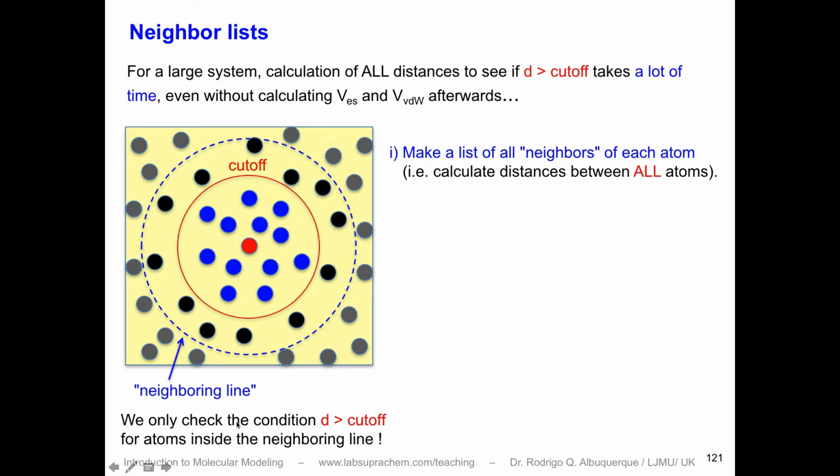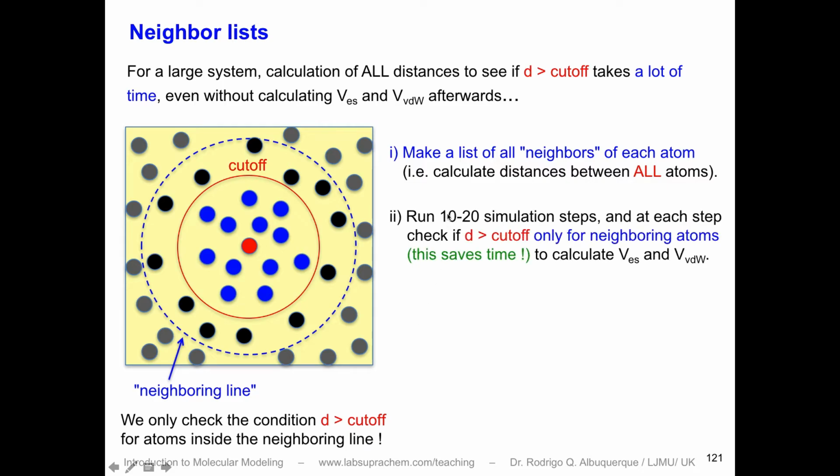But we only check the condition, whether the distance is larger than the cutoff, for atoms inside the neighboring list. So just the black ones which are inside this blue line, we need to check the distance to the central one. So that we can ignore the gray ones which are outside this neighboring list. This saves a lot of computation time. But we don't do this for a very long time.